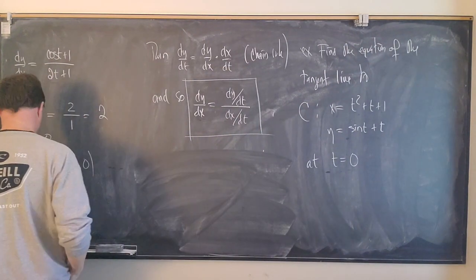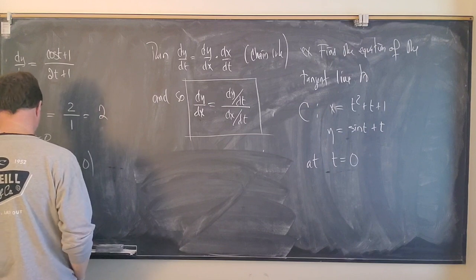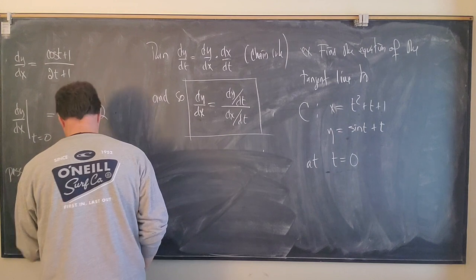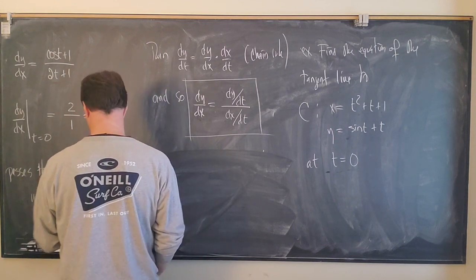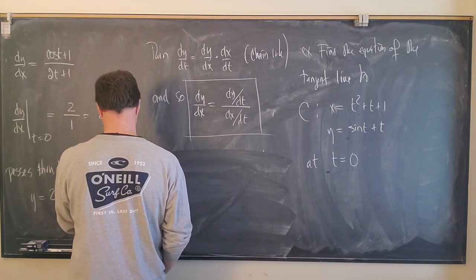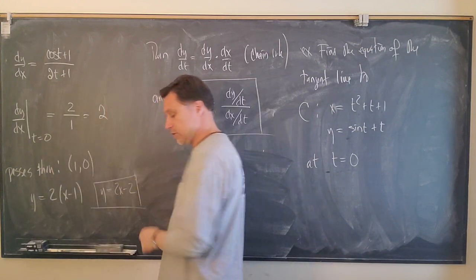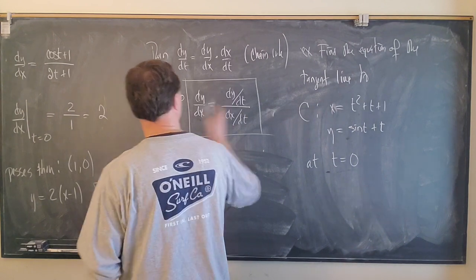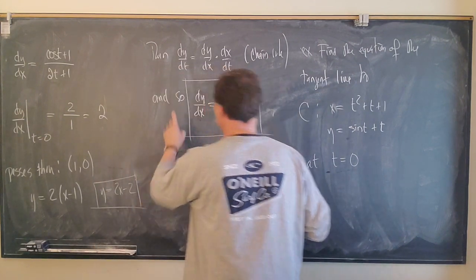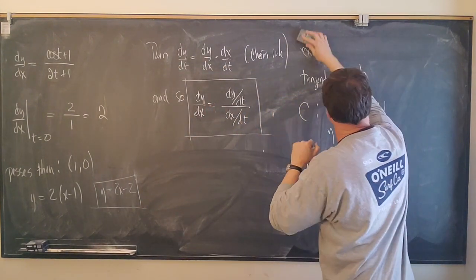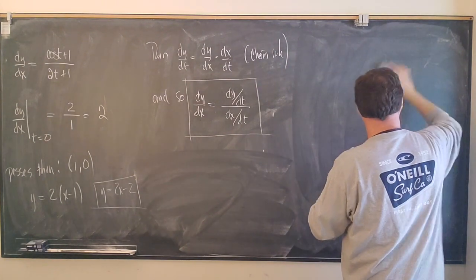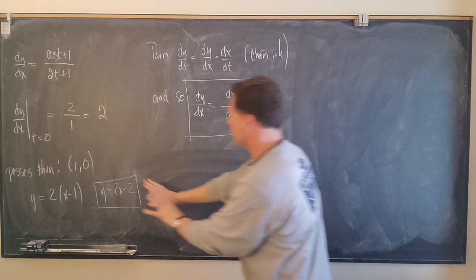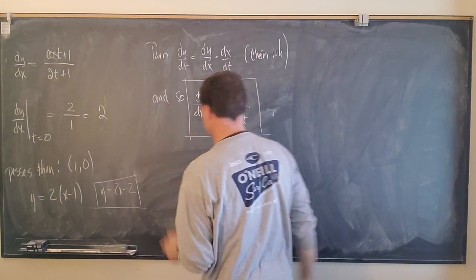So if you use the formula, y is equal to 2 times x minus 1, which we can write in slope-intercept form as y equals 2x minus 2. Let me leave this formula up just for a second. But my words are going to follow this example. So that's the end of the example.